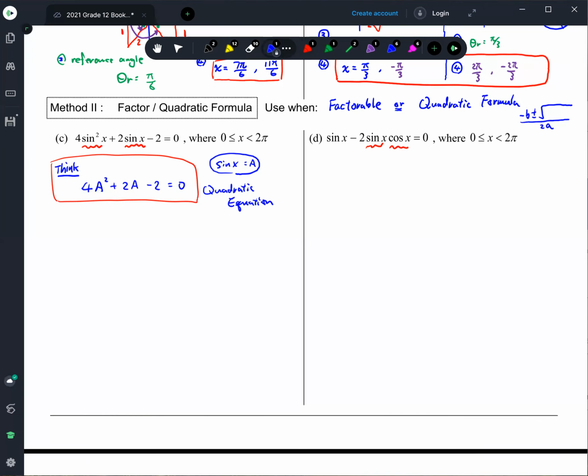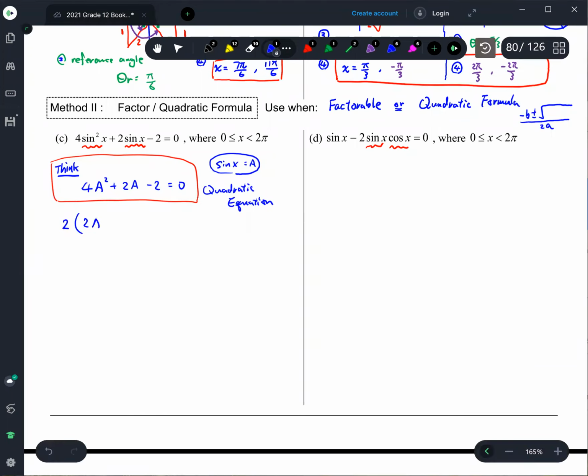Daniel, how do we factor this one? You factor out a 2 first. Very good, the GCF. Okay, so if we take out the 2, what's left? Daniel? 2a squared plus a minus 1, equals 0.